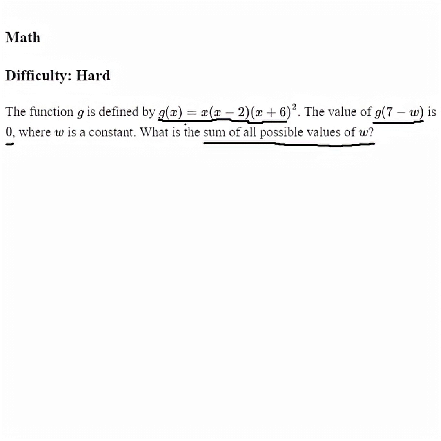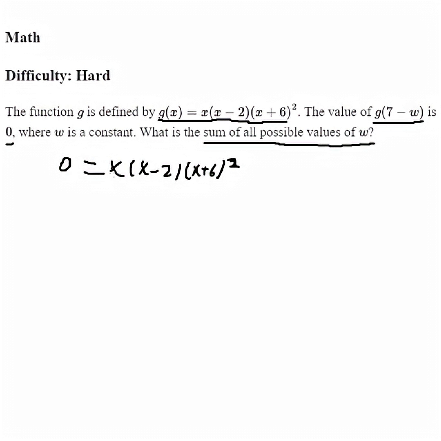So what we're going to do first is realize that we're looking for where g of x equals 0. So we're going to plug in 0 for g of x, giving us x times (x minus 2) times (x plus 6) squared equals 0. Here we can use the zero product property, which means we just need to set each of these factors equal to 0 to find the zeros of this function.